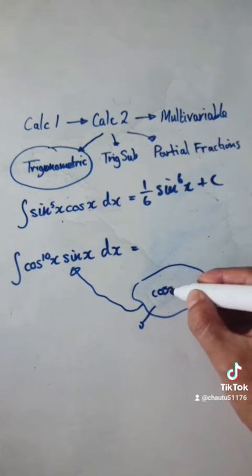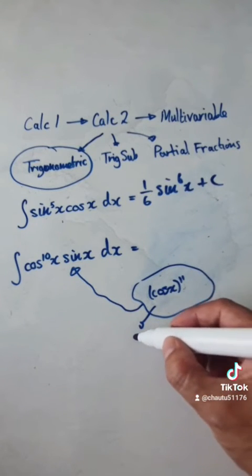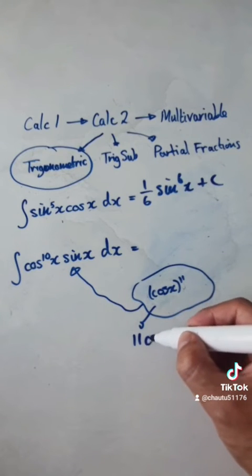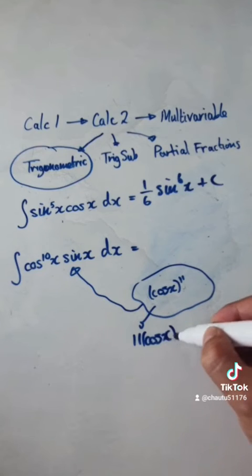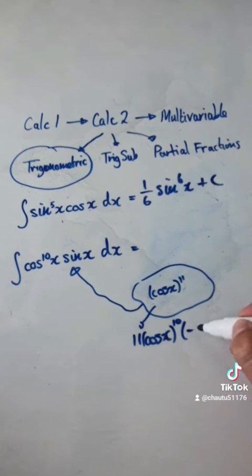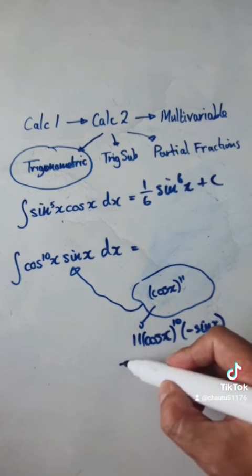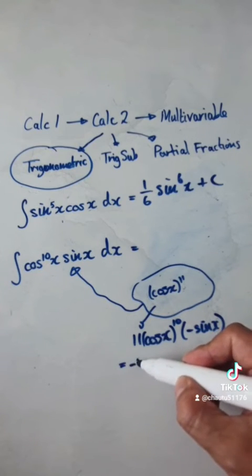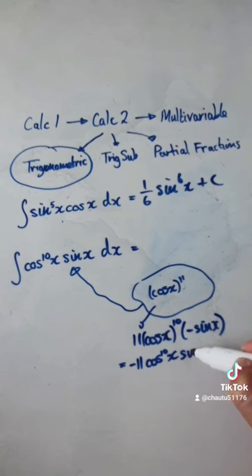Cos x to the power of 11. So when you differentiate this, it will be the 11 cos x to the power of 10, and then times the derivative of the bubble itself, minus sine of x. So you don't want the minus, and let's tidy this up first. So this would then become minus 11 cos to the power of 10 x sine x.